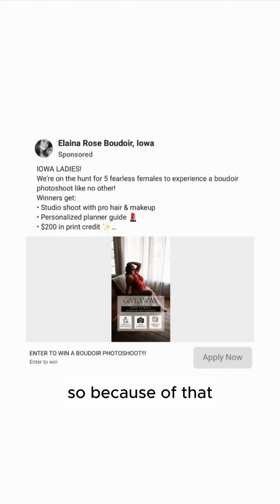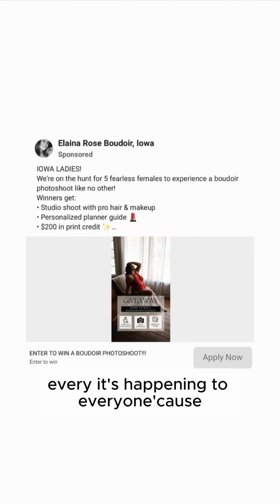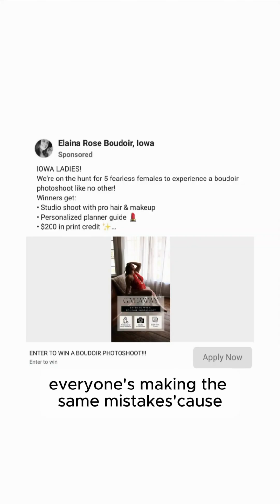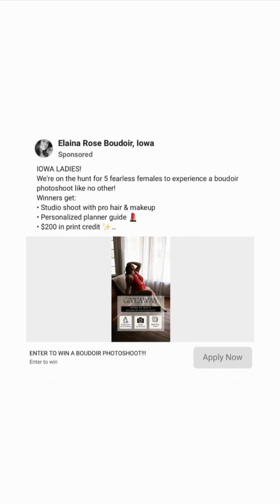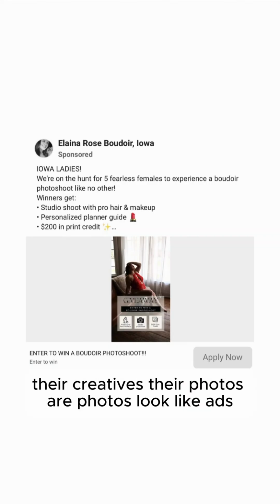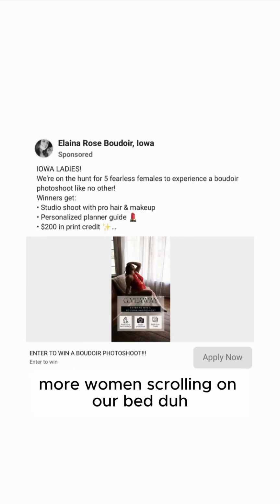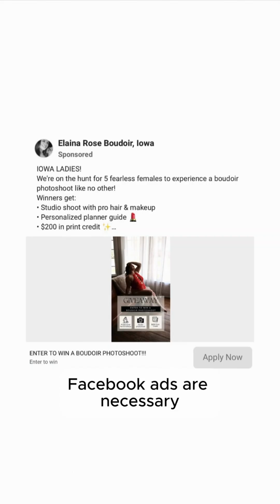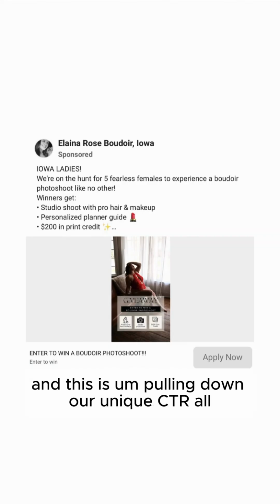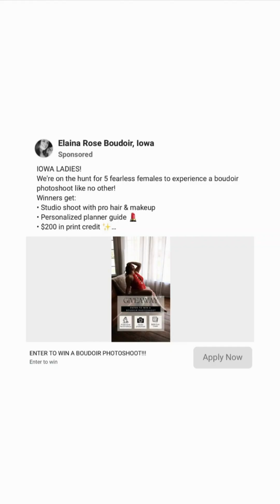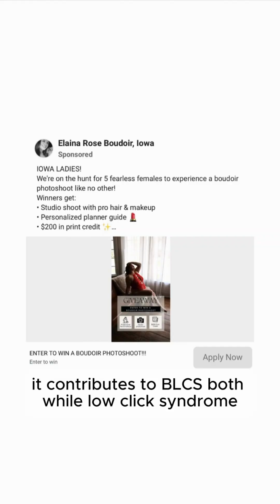So because of that, it's happening to everyone because everyone's making the same mistakes because everyone's ads look like ads, or at least their creatives. Their photos look like ads. So the consequence of this, way more women scrolling our boudoir Facebook ads than necessary, and this is pulling down our unique CTRL. When it's pulling down our unique CTRL, it contributes to BLCS, boudoir low click syndrome.